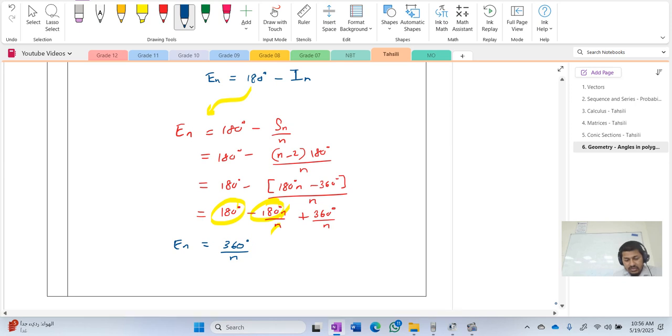So let's try E5 for a pentagon. For a pentagon it is 360 degrees divided by 5, which will give you 72 degrees. That is the exterior angle of a regular 5-sided polygon, in other words the pentagon, equal to 72. Let's check.